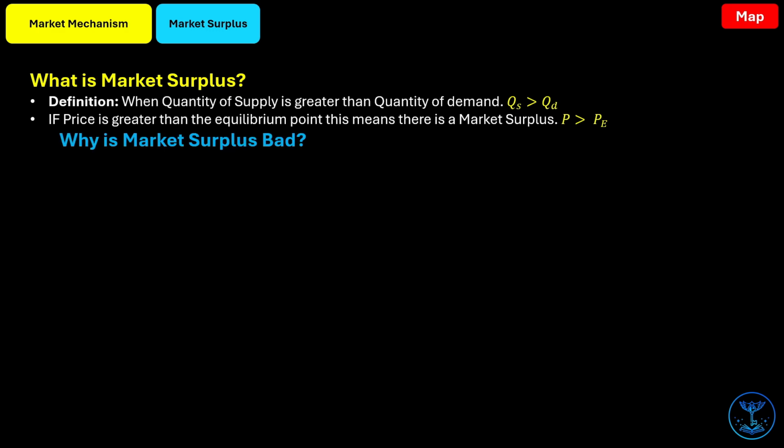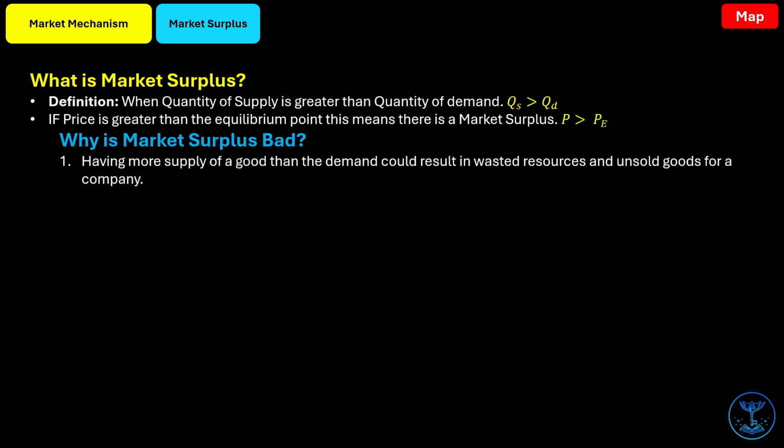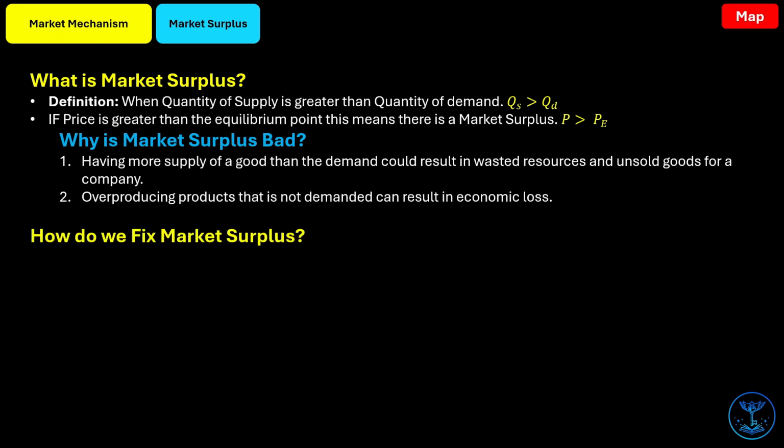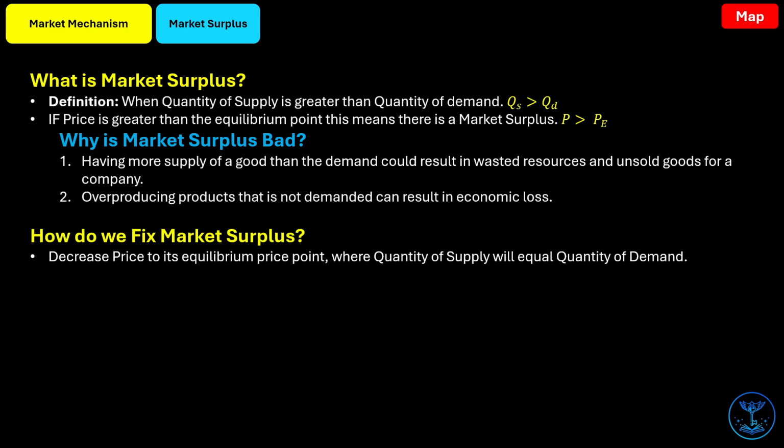So why is market surplus bad? Having more supply of a good than demand could result in wasted resources and unused goods for a company. Overproducing products that are not demanded can result in economic loss. So how do we fix market surplus? To fix this, we have to decrease the price to its equilibrium price point, where quantity of supply will equal quantity of demand.